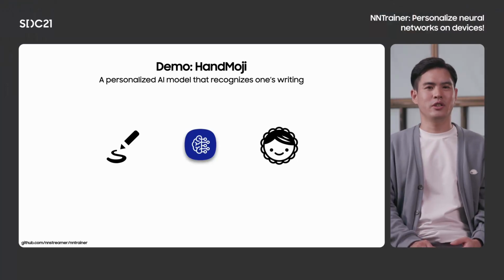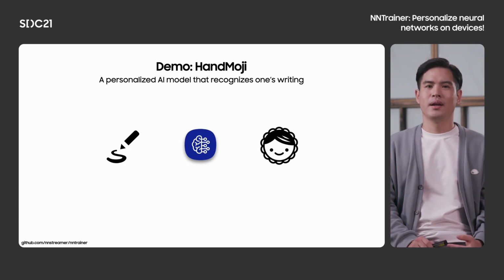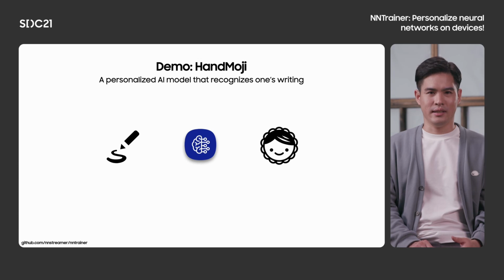I'll show a demo made with NNTrainer on Samsung Galaxy Watch. The demonstration simulates turning a handwriting into an emoji. In this demo, the user is asked to draw symbols for some emojis like smile and sad. And then, the model inside it is trained to learn the symbol. Later, the model is evaluated on the fly.